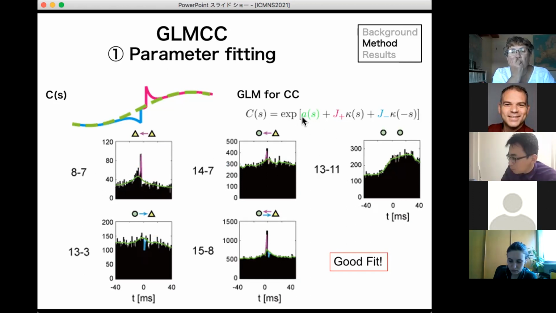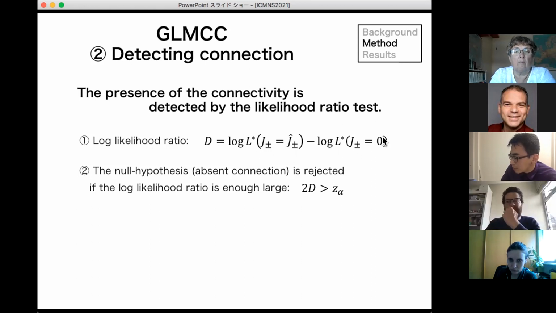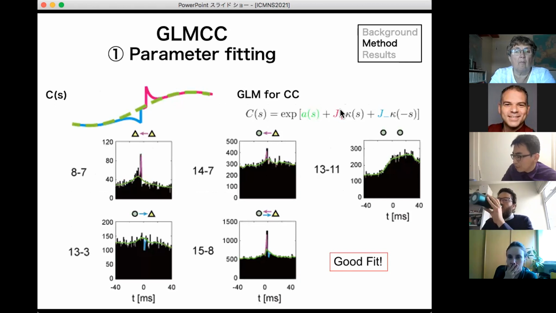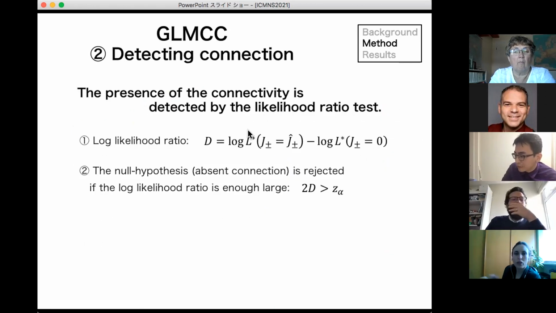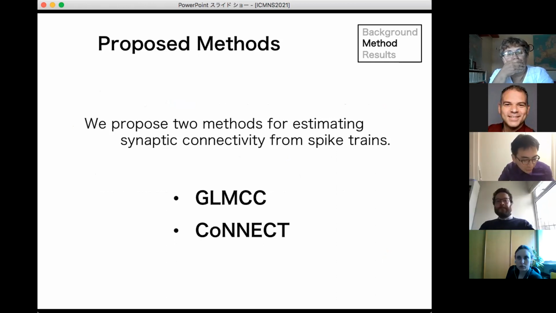In this procedure, we find the parameters AS, J plus, and J minus. And after finding the parameters, we detect significant connections. This is done by a likelihood ratio test. Simply, we compare the likelihood of the model that considers the connection and the model that doesn't. If we don't consider the connection, the model explains everything with input from the neighbors. And we follow the standard procedure for the likelihood ratio test. So this is GLMCC, a combination of a point process model and the cross-correlation.